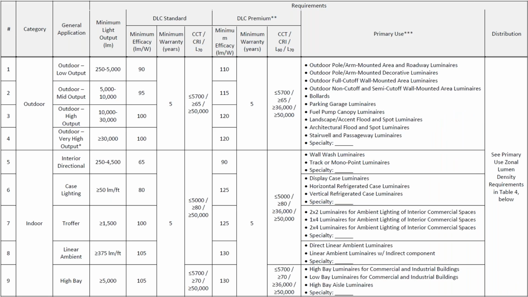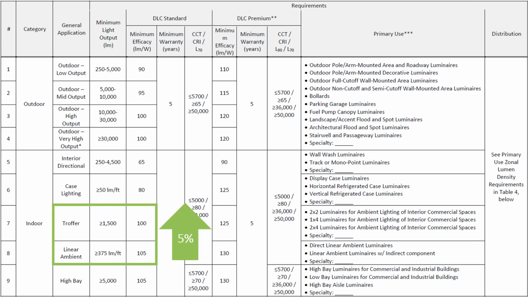Okay, so here you see the version 4.0 technical requirements table. And so we have our main general applications of outdoor and indoor lighting. And so for the first category, troffers and linear ambient products, we're proposing about a 5% increase in efficacy. And this is because these products are very sensitive to changes in efficacy, meaning they would likely suffer the biggest negative consequences from any trade-offs in quality, particularly glare and color rendering.